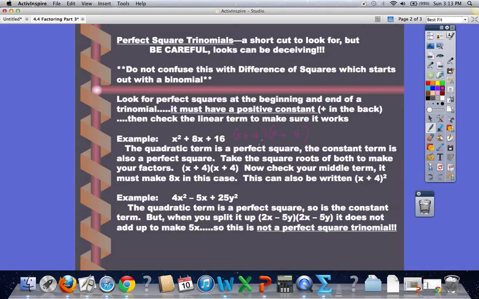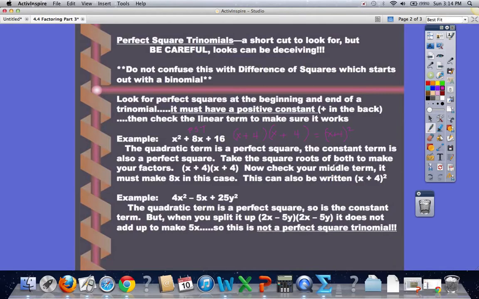So x plus 4 will work. So this is a perfect square trinomial. Remember, if it's written with the same exact factors in both of them, then you can write that simply as x plus 4 quantity squared. And you'll see that a lot written this way. Now check your middle term again. Make sure that it makes 8x. This can be written, of course, as I just said, x plus 4 squared.